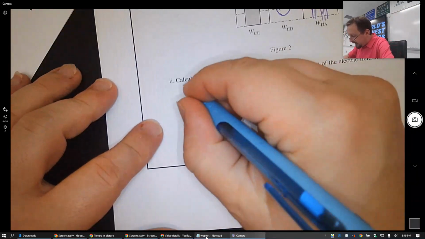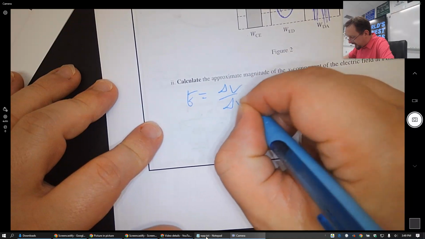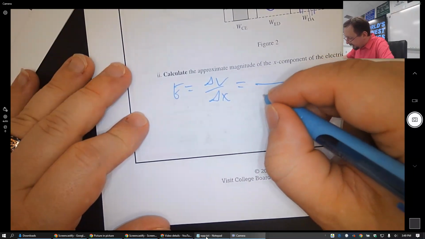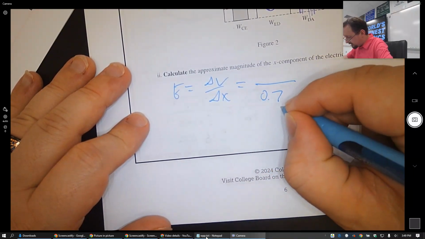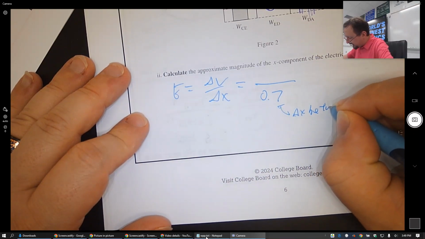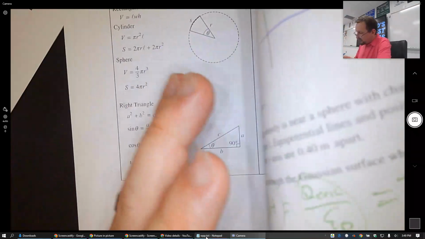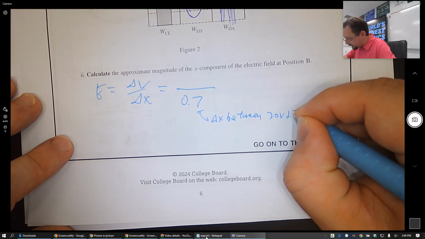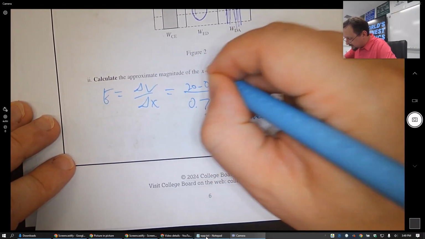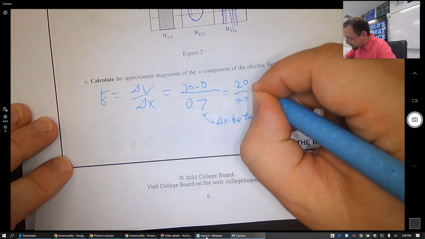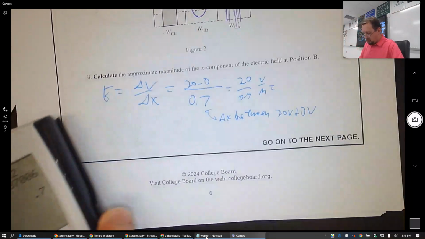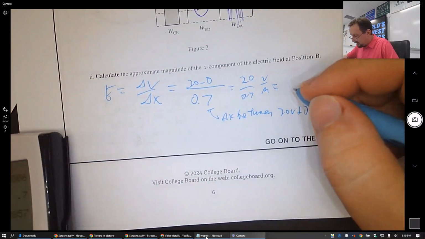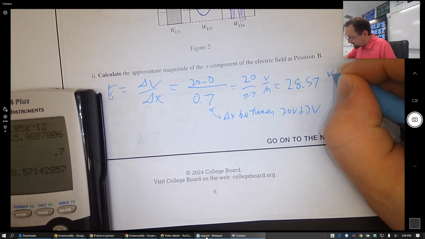Okay, so now I'm going to say E is delta V over delta X. The delta X is, what did I say it was? 0.7. That's the delta X between, what were those two voltages again? 0 and 20, right? Between 20 volts and 0 volts. And then this would be 20 minus 0. So whatever 20 divided by 0.7 volts per meter is. So 20 divided by 0.7 is 28.57 volts per meter.